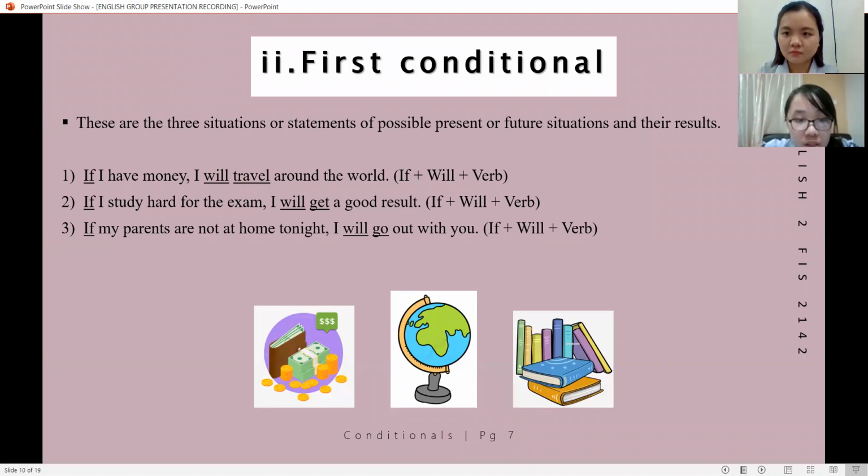These are the 3 situations or statements of possible present or future situations and their results. If I have money, I will travel around the world. If plus will plus verb. Then the second one is, if I study for the exam, I will get a good result. It's also if plus will plus verb. Then the third one is, if my parents are not at home tonight, I will go out with you. It also is if plus will plus verb.